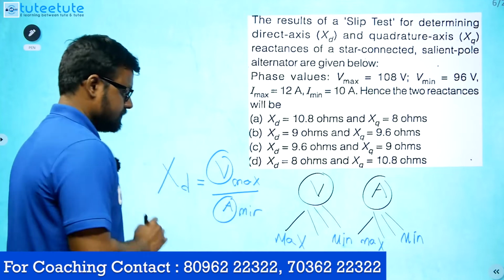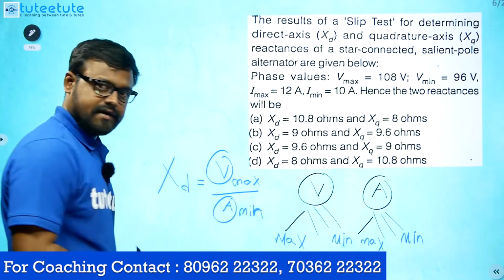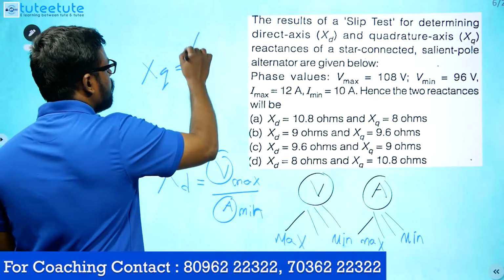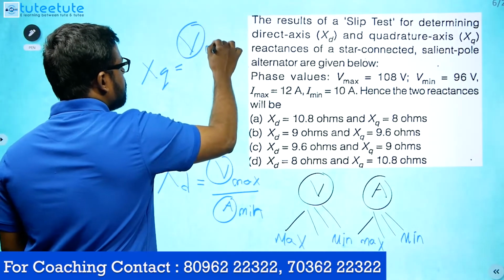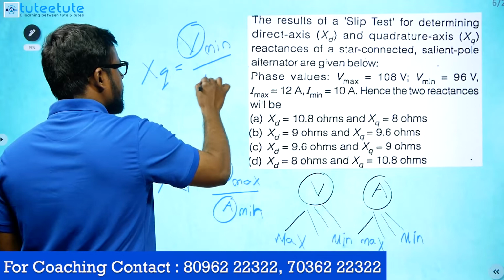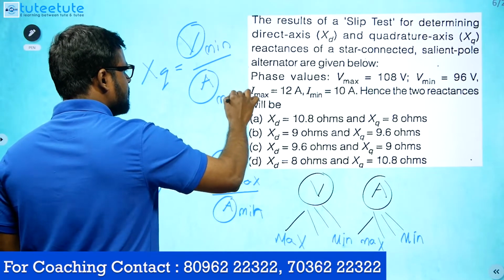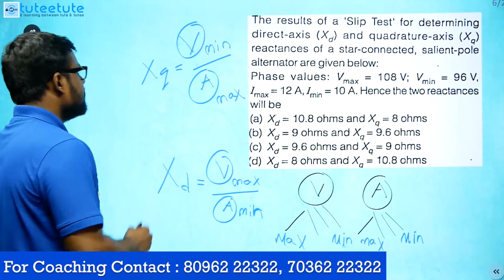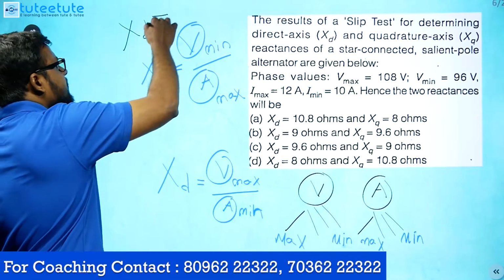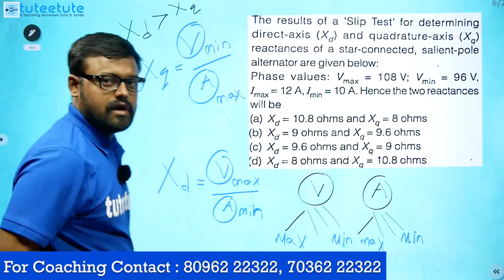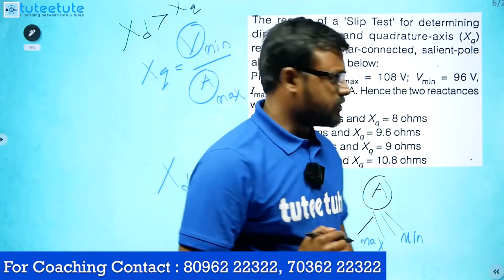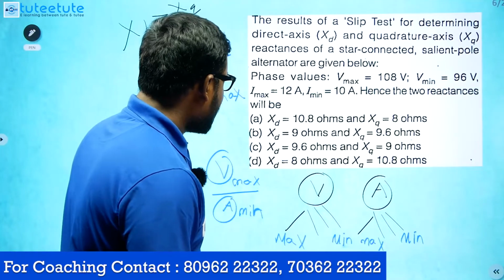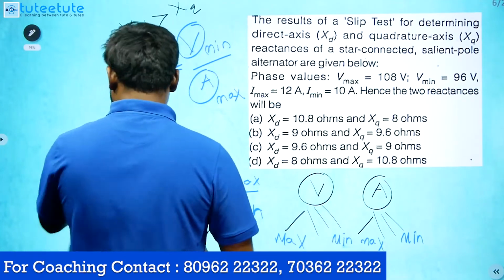Similarly, XQ is equal to the minimum reading of the voltmeter divided by the maximum reading of the ammeter, students. See, one thing is very sure. What is that? XD is greater than XQ. XD is greater than XQ. Just observe here. So I think option B cannot be true.